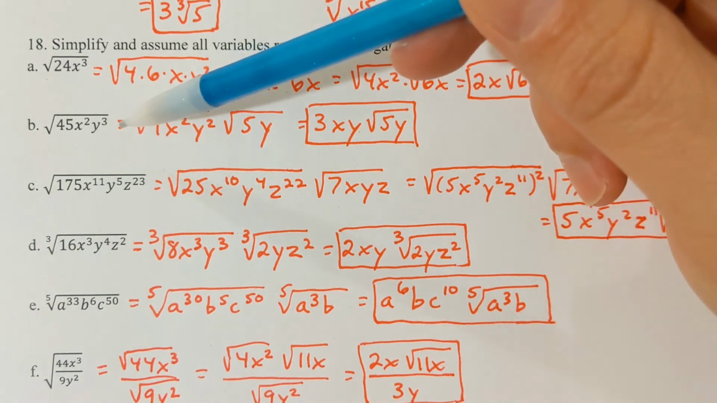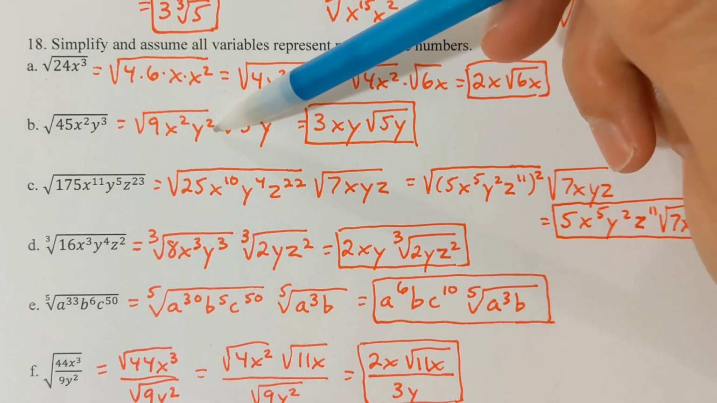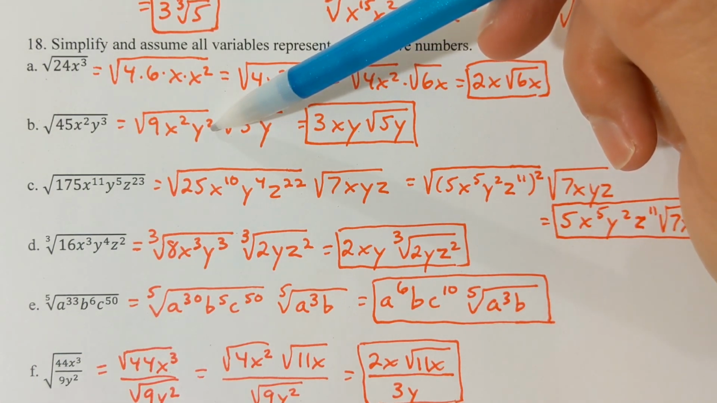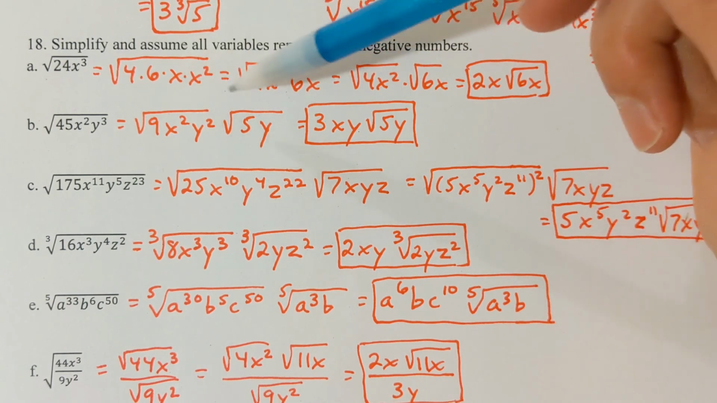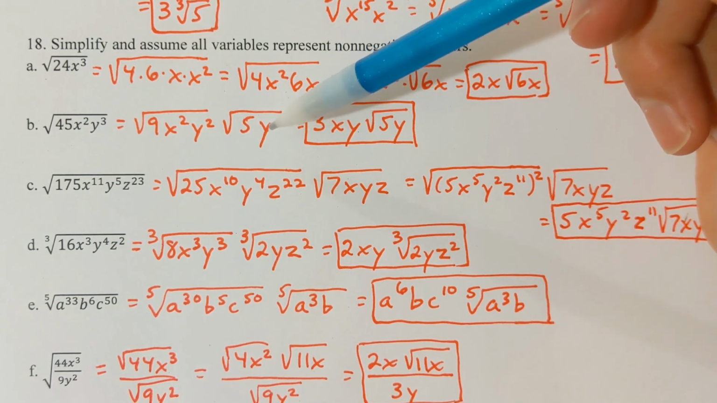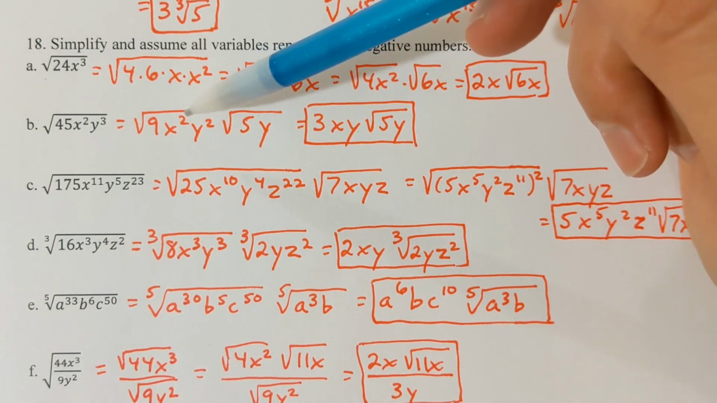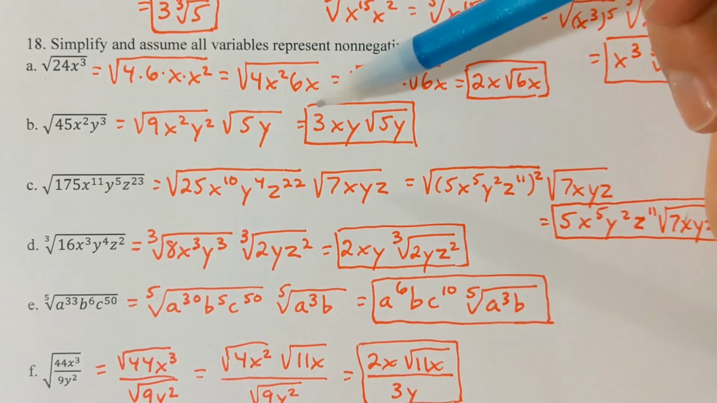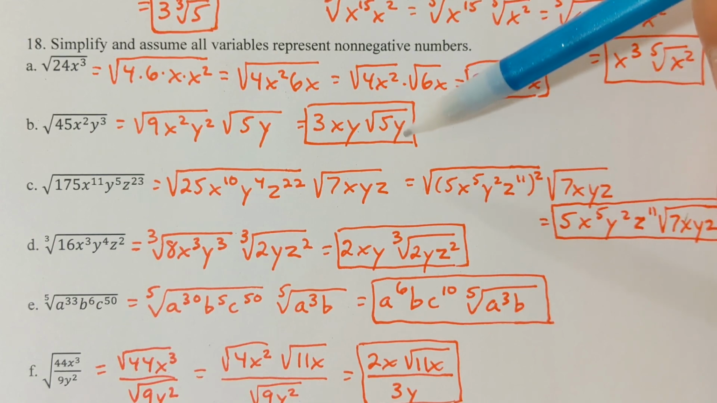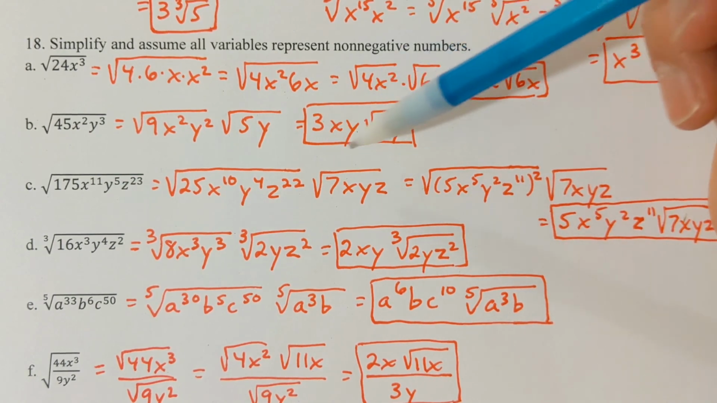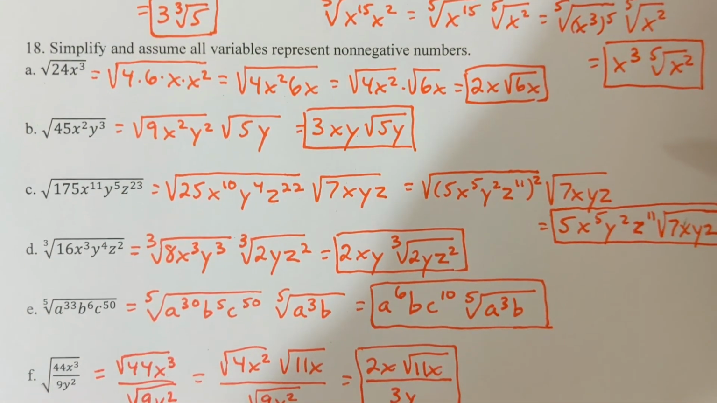Y cubed, well, that's the same as y times y squared. And we know the square root of y squared would be y. So that extra y, I'll put that in the second radical. That'd be the leftover there. So the square root of 9x squared y squared, that's 3xy, and then times the square root of 5y. The square root of 5y is my leftover, which doesn't simplify further. Okay. Why don't we stop the video right here?